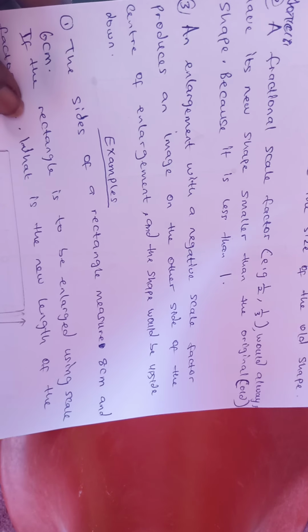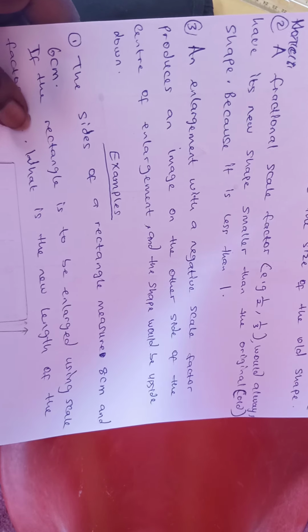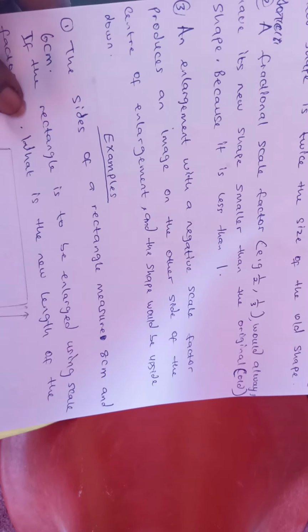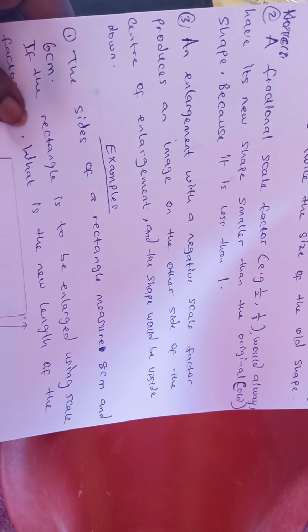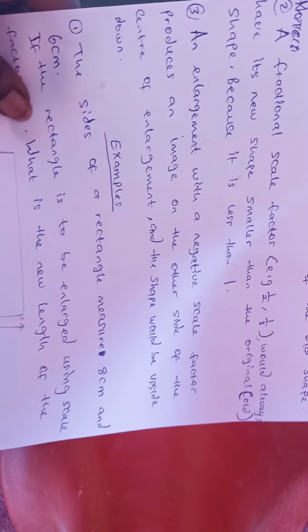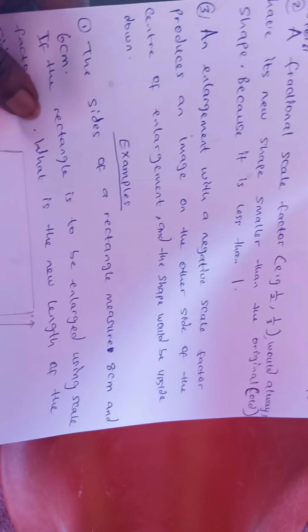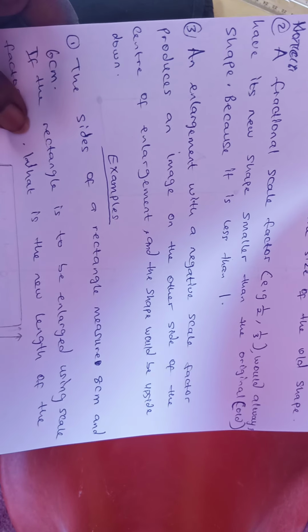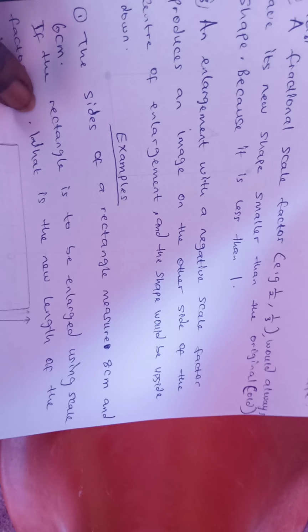Another one we should take note of is that an enlargement with a negative scale factor produces an image on the other side of the center of enlargement, and the shape would be upside down. What do I mean by that? When you are given a negative scale factor, you would notice that after drawing your new shape, it will be on the underside of the center of enlargement, and the shape would be upside down because it's a negative scale factor.